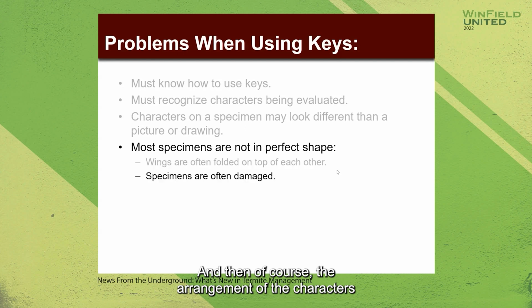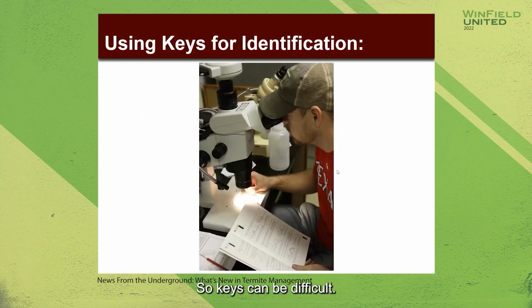Yeah, and then of course the arrangement of the characters is very important too. So keys can be difficult. And the other part of that story is that, this is a previous student in our lab, Dr. Danny McDonald. He's working with an ant key, but he's actually looking through a $12,000 microscope, right? So we use very good microscopes in our work, and they're very expensive. And so as a result, they're cost prohibitive for most companies to have them at their disposal.